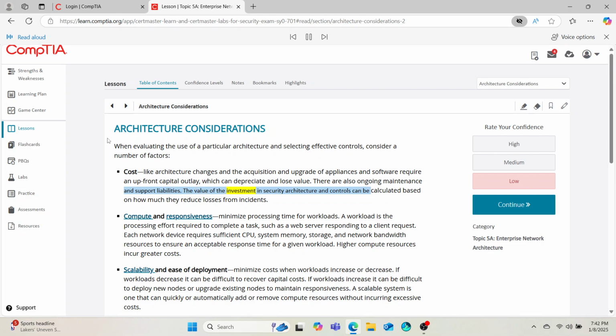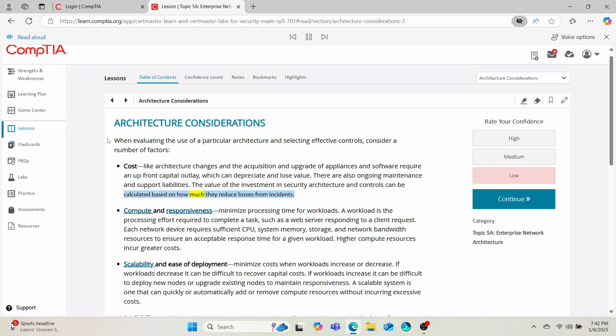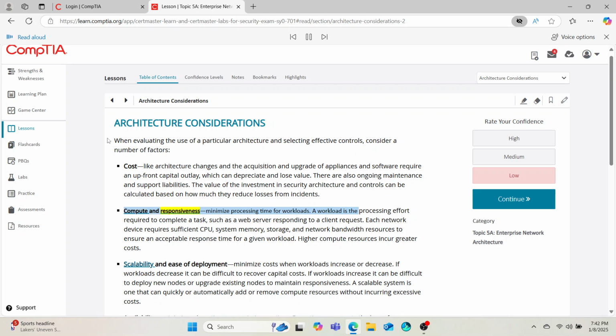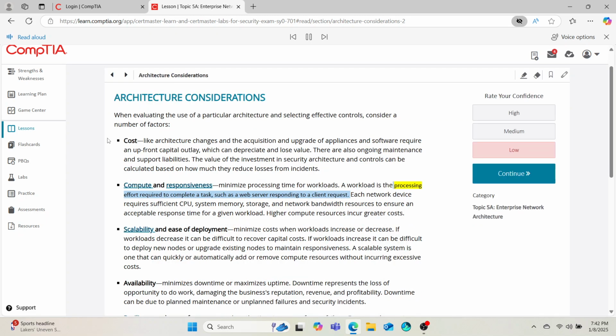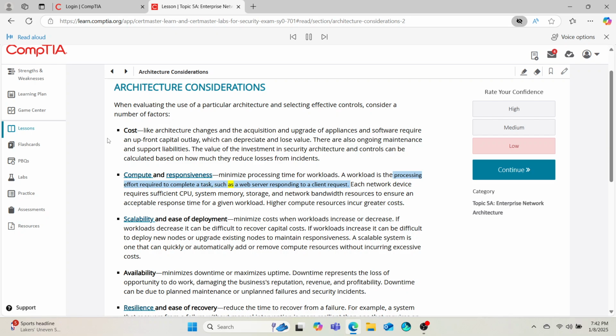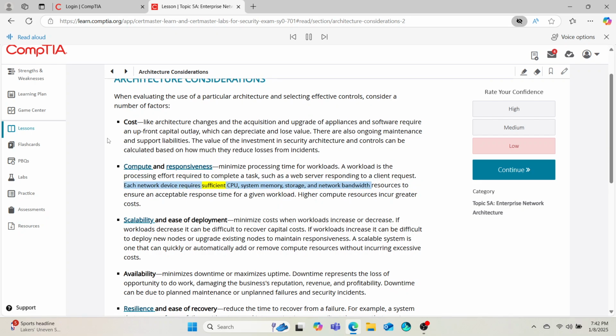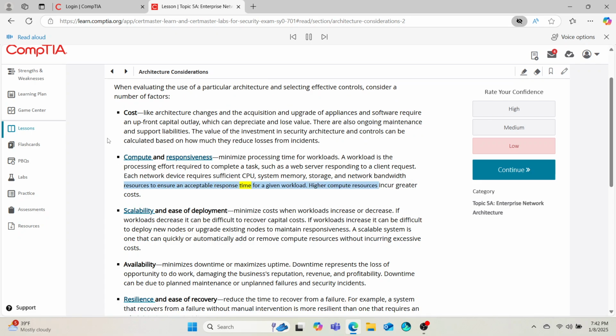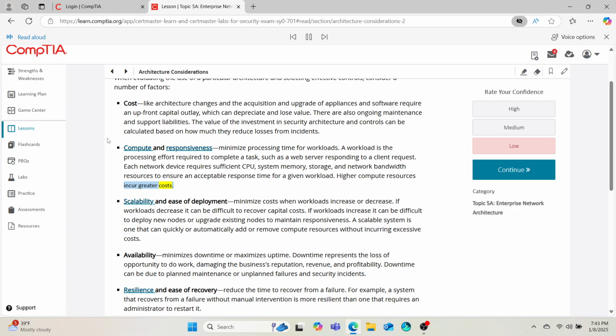The value of the investment in security architecture and controls can be calculated based on how much they reduce losses from incidents. Compute and responsiveness: minimize processing time for workloads. A workload is the processing effort required to complete a task, such as a web server responding to a client request. Each network device requires sufficient CPU, system memory, storage, and network bandwidth resources to ensure an acceptable response time for a given workload. Higher compute resources incur greater costs.